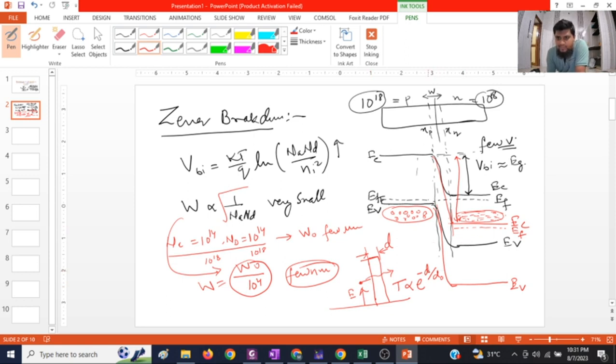Now, because this D is very small, the tunneling probability increases very much, and the electrons will try to tunnel directly to the conduction band, and they will contribute to current. This happens at a few volts. So just because of this, there will be an increased current in reverse bias.